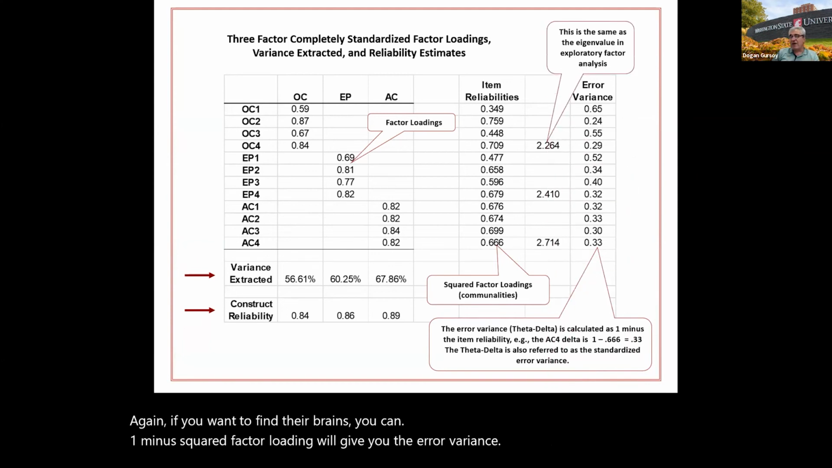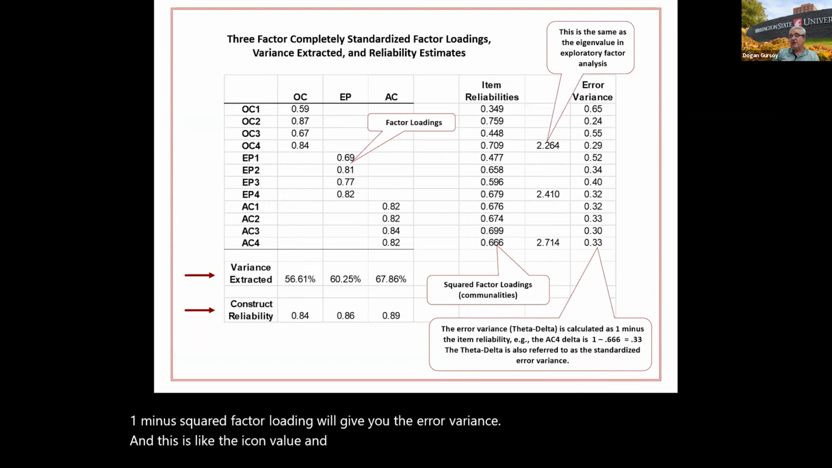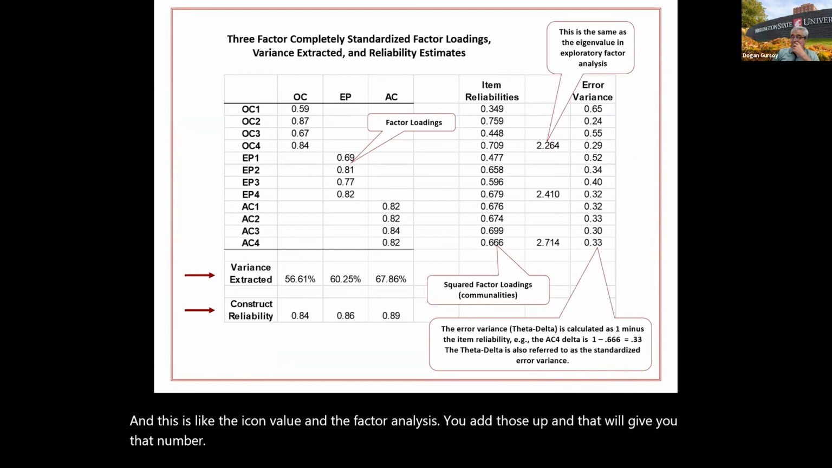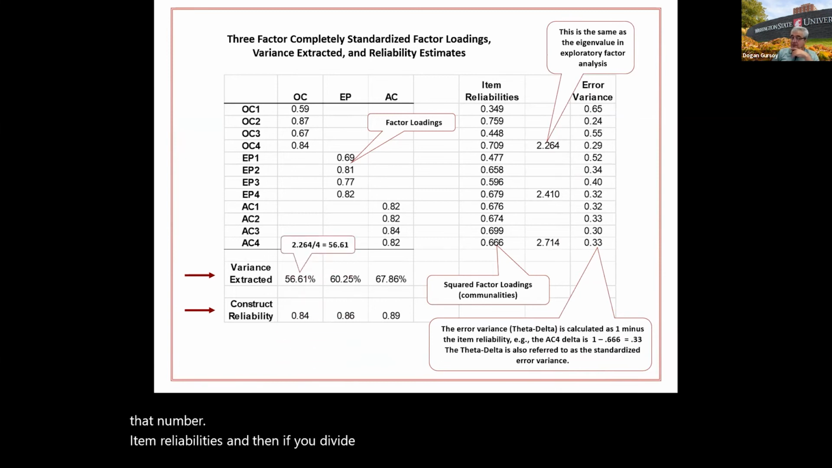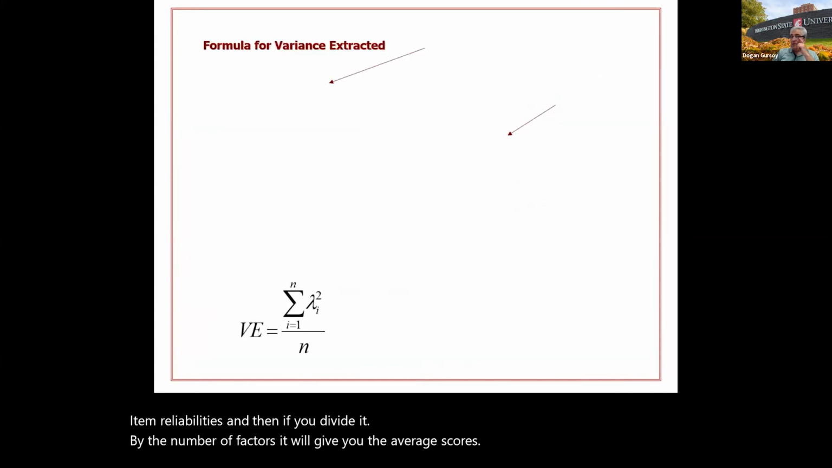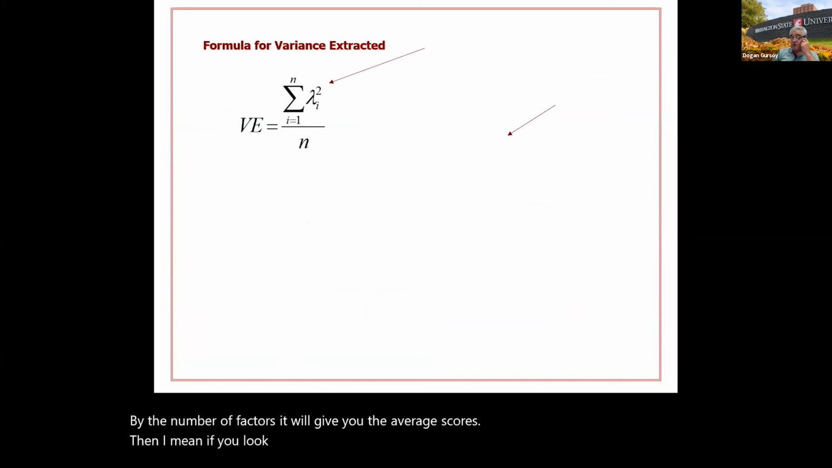And this is like the eigenvalue in a factor analysis. You add those up, and that will give you that number. Item reliabilities, and then if you divide it by the number of factors, it will give you the AV scores. Then, if you look at the variance extracted, I don't know how well you remember your stat classes.